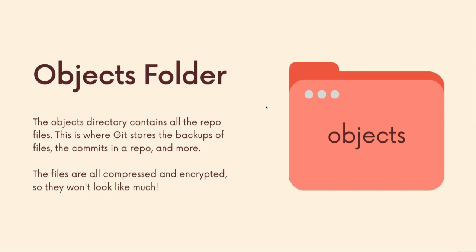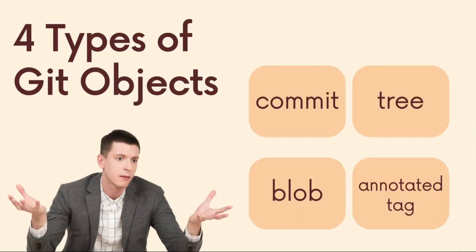But inside of this folder, there are really 4 different types of basic Git objects. And this is what we're going to spend a lot of time talking about in the next few videos. Those 4 types are commits, trees, blobs, and annotated tags. So these are 4 different things that are stored in this objects directory, really the core of Git.